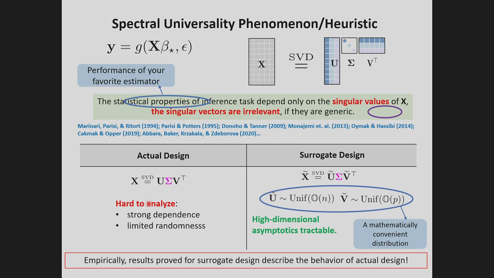The reason why I call this a heuristic is because of the phrase that the singular vectors are not important provided that they are not exceptional. So there's a requirement that these singular vectors are generic, but I'm not really telling you what this is. The way I've stated it, you don't know when this is going to work and when it is not going to work. That's why I call it a heuristic.